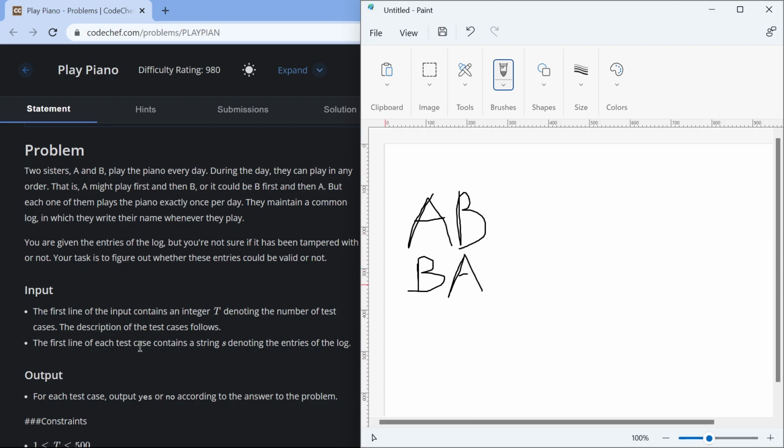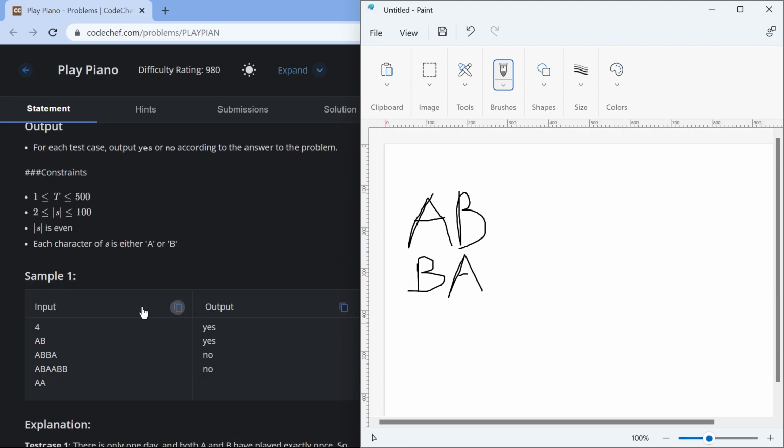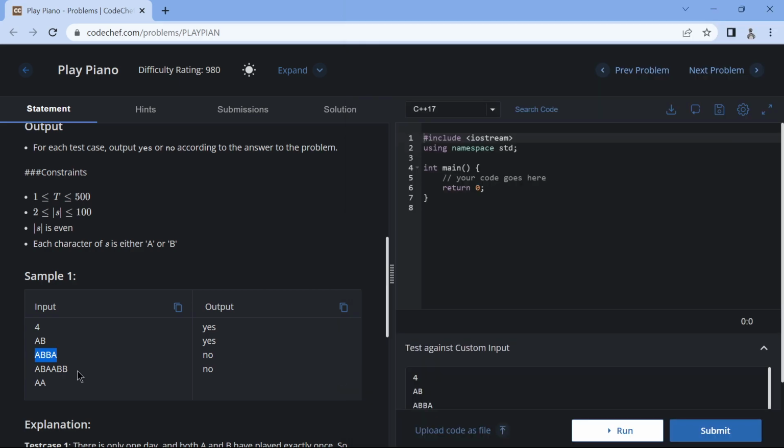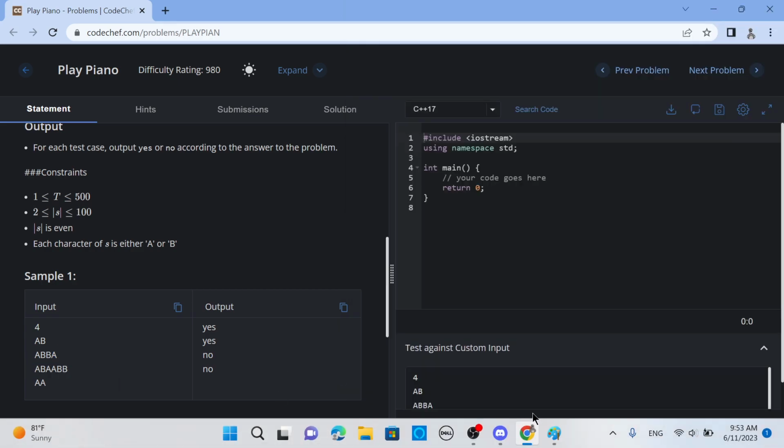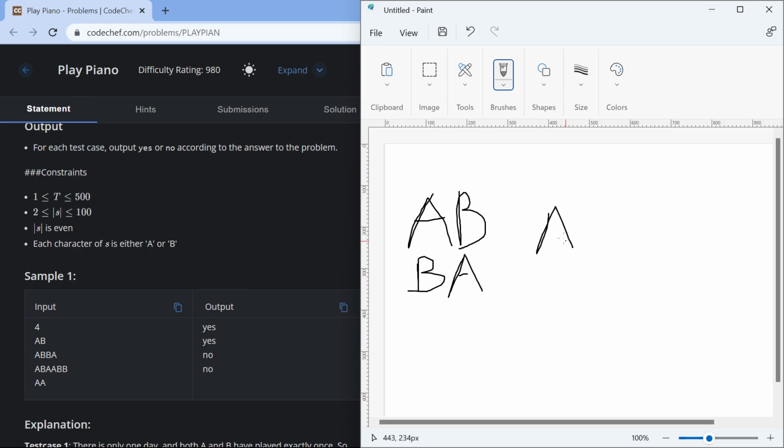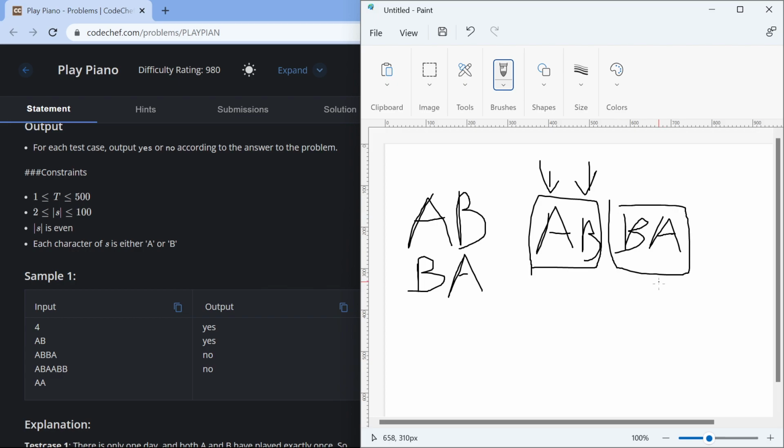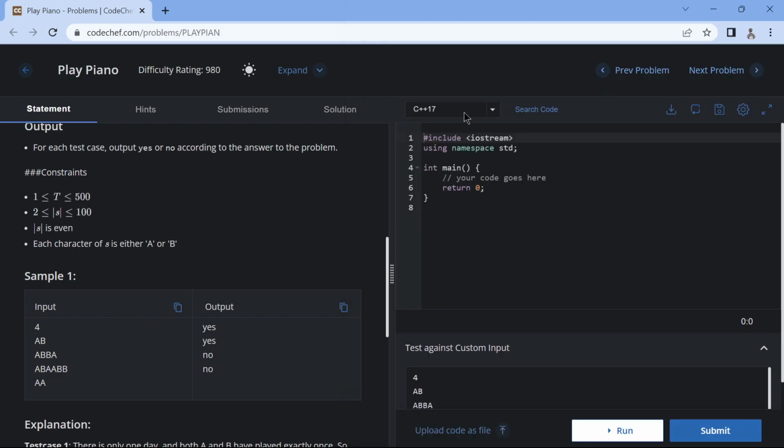Meaning that even if the log says B, A, this is not tampered with because this is day one. You see A and B both appear exactly once. And here is day two. A and B appear exactly once. So, how do I want to solve this?